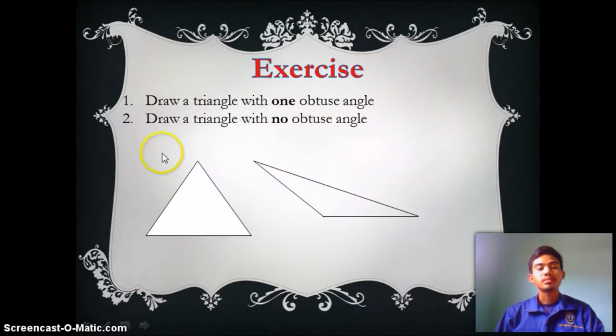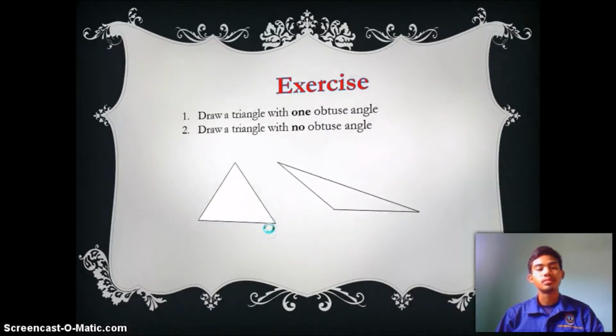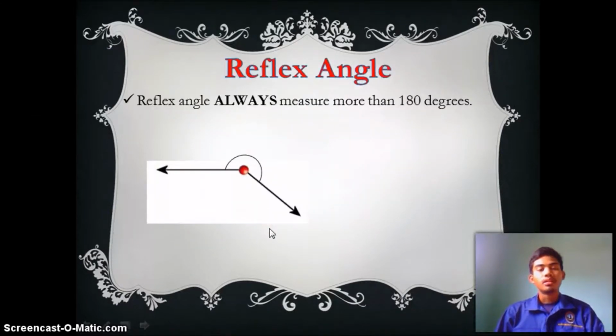And the second question asks for a triangle with no obtuse angle. So no obtuse angle in this triangle. The last one is the reflex angle. Reflex angle always measures more than 180 degrees. More than 180 degrees is a reflex angle.